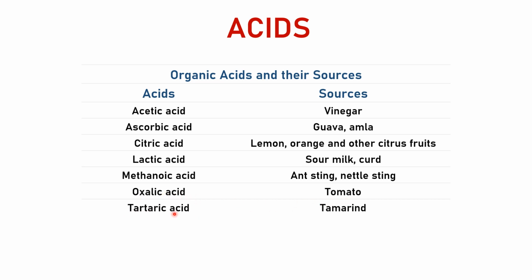See, T for tartaric acid and T for tamarind. Tamarind is nothing but imli. So T for tartaric acid and T for tamarind. So this is how you can learn. And tomato, because you have already done with T, so just remember oxalic acid and tomato. This is how you can have a little bit of tricks to learn the things.